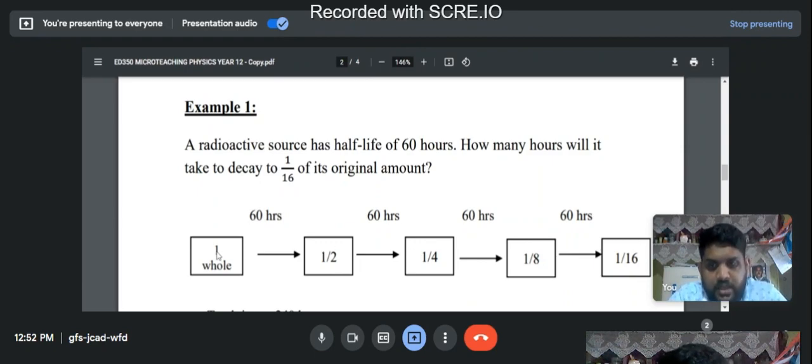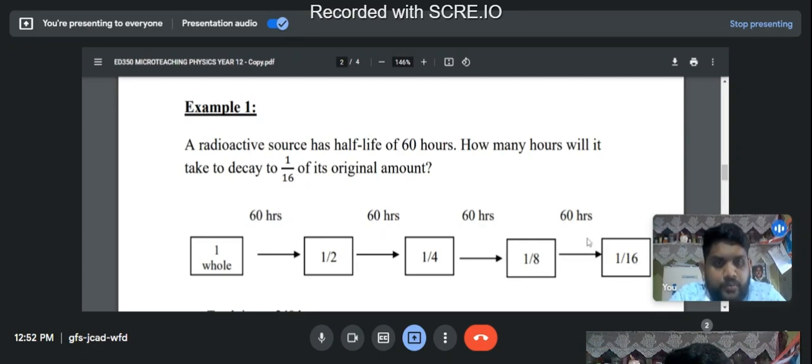Let's see. Half of 1 is half. Half of half is 1 over 4, or 0.25. And half of 1 over 4 is 1 over 8. Half of 1 over 8 is 1 over 16. And the half-life is 60 hours. Between each of these steps, it is 60 hours.